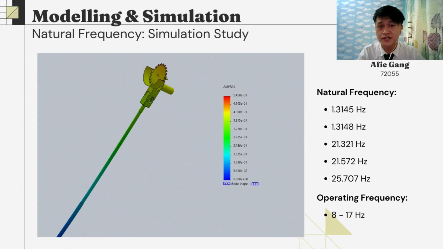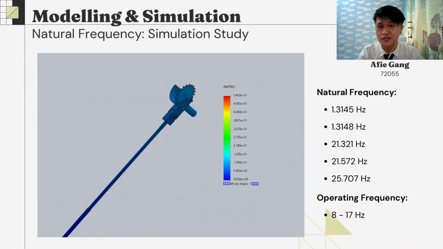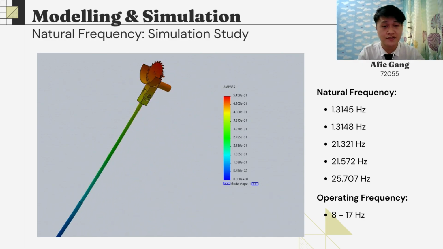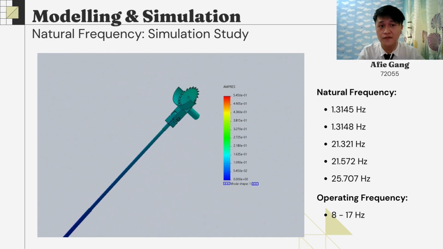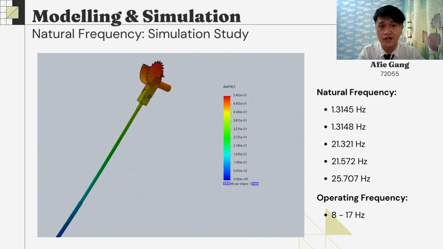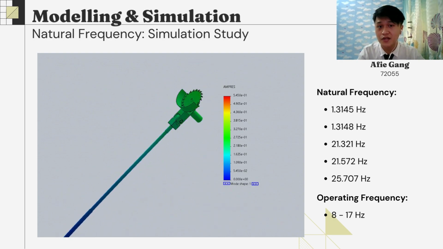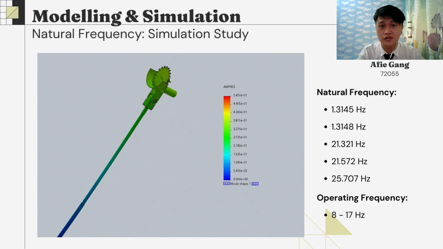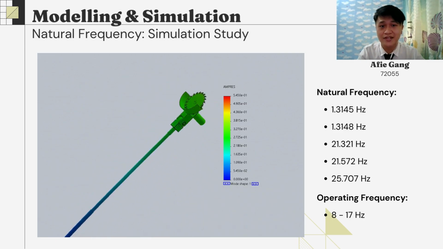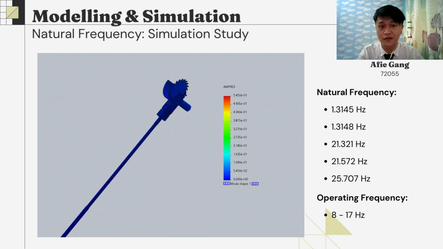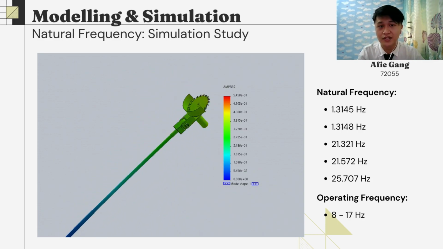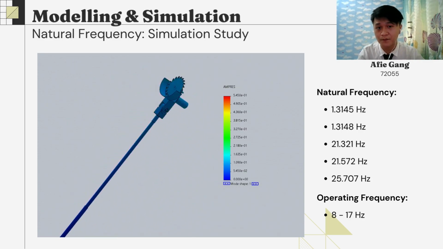The natural frequency is the frequency at which an object or system naturally oscillates when it is not subjected to any external forces. The result of the simulation found that the natural frequencies of the palm cutter are around 1.3 Hz, 21 Hz, and 25 Hz. It is important to know the natural frequency of the palm cutter in order to avoid resonance, by designing the palm cutter to have a natural frequency that is different from the frequency of any external vibration that the palm cutter may be subjected to.